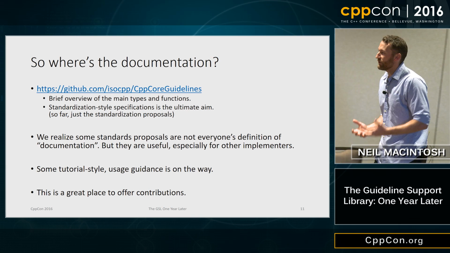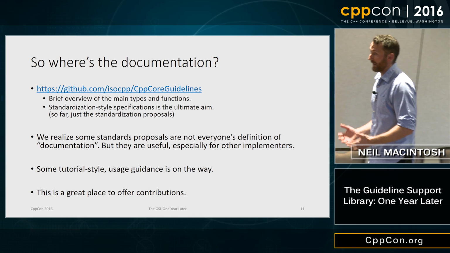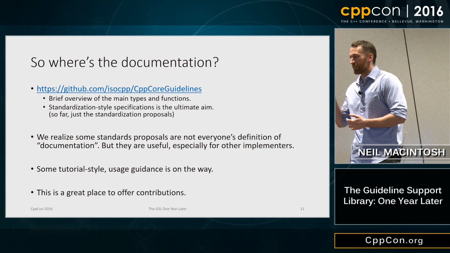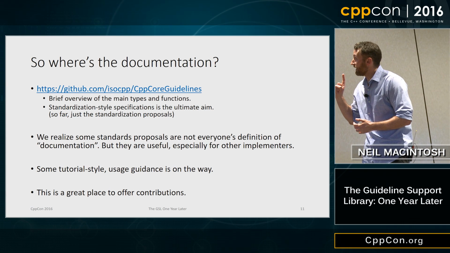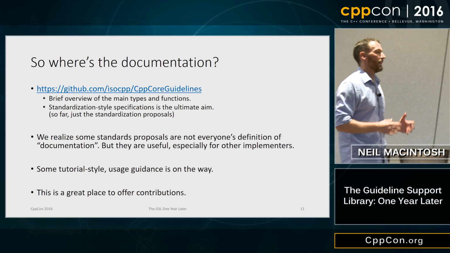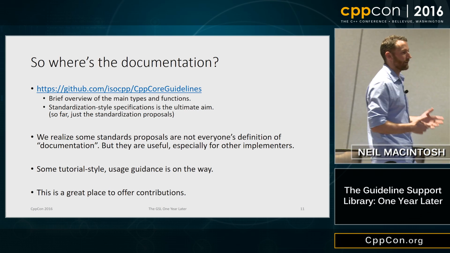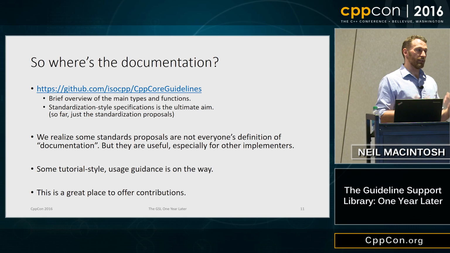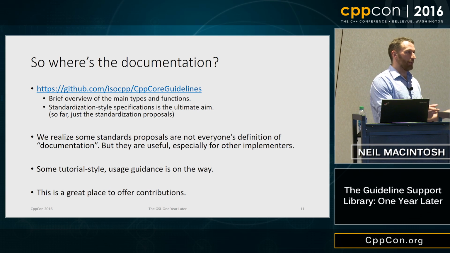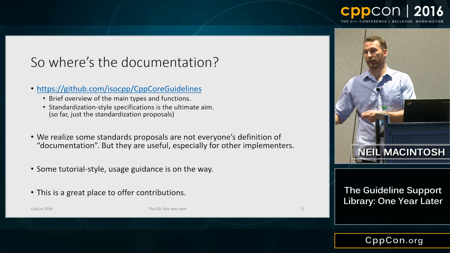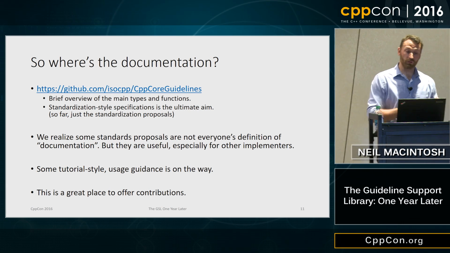So where's the documentation for all these wonderful things other than in my head? It's a great question. The CPP core guidelines is the primary source of these things. Ultimately what we hope to have there is standard style, fairly dry specifications of everything. Fairly dry and detailed so that anyone can go and implement a GSL and get the right behavior out of their implementation if they want to. So I think that's an important goal.